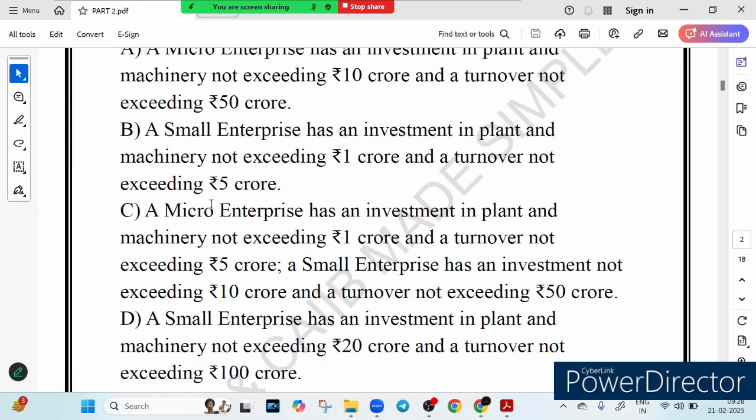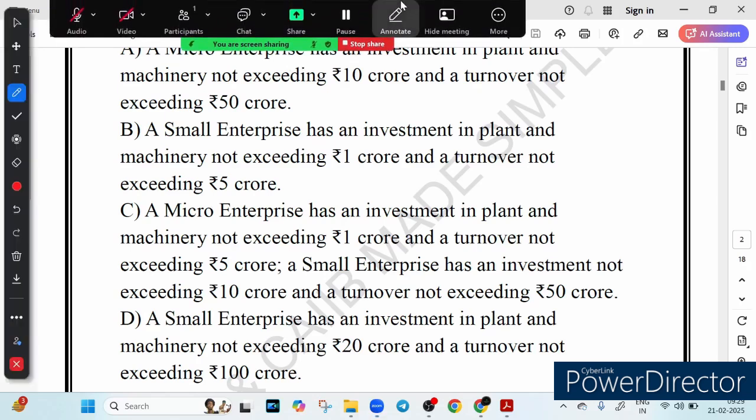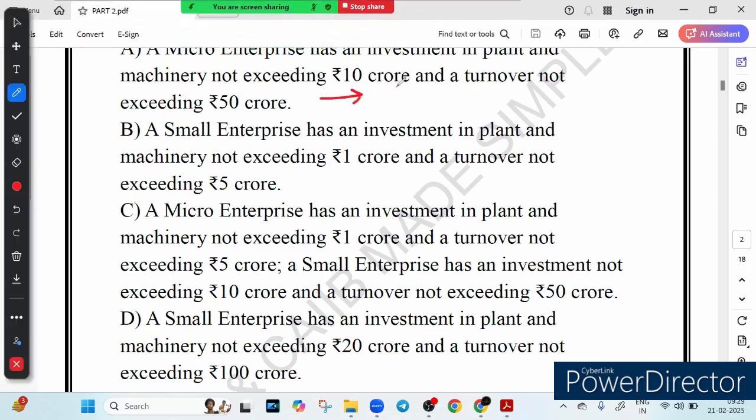So let's analyze each and every option. According to option A, micro enterprise has investment in plant and machinery not exceeding 10 crore. This is incorrect. This is actually the definition of a small enterprise, because micro enterprises have a much lower limit, right? Their investment is less than 1 crore and their turnover is less than 5 crore, right? So this is incorrect.